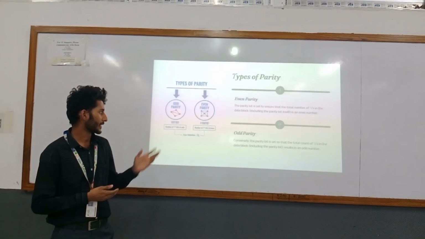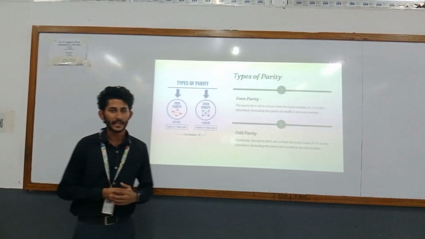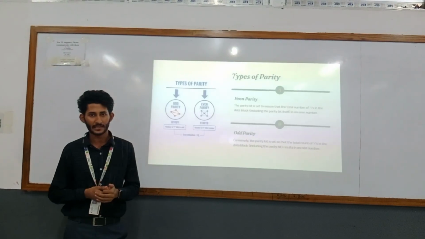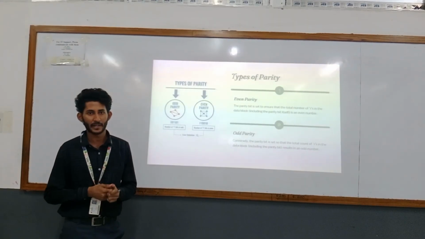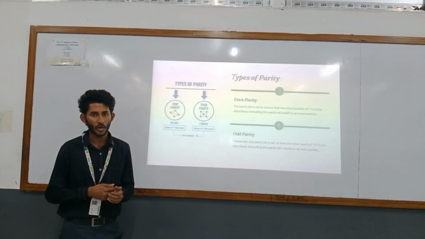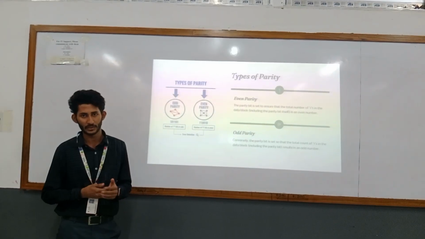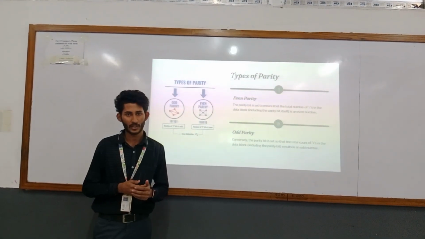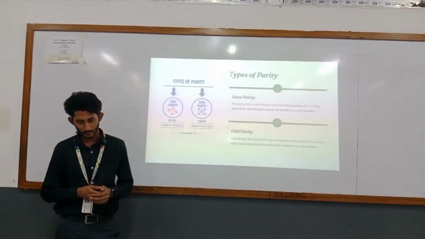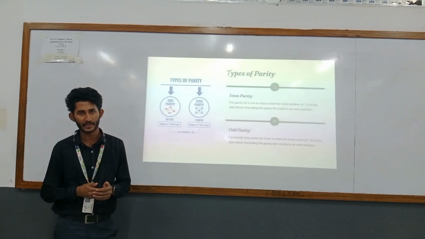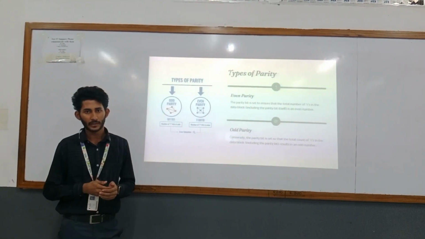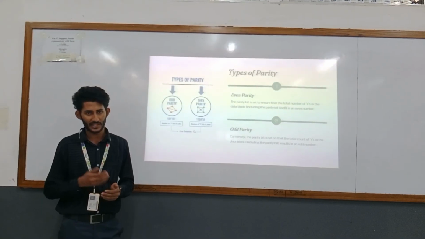There are two types of parity, even parity and odd parity. In even parity, the parity bit is chosen in such a way that the number of ones, including the parity bit, becomes even. In odd parity, it's the opposite: the parity bit is set so that the number of ones becomes odd. Parity bits are mainly used for error detection, helping the system check whether the data has changed during transmission.